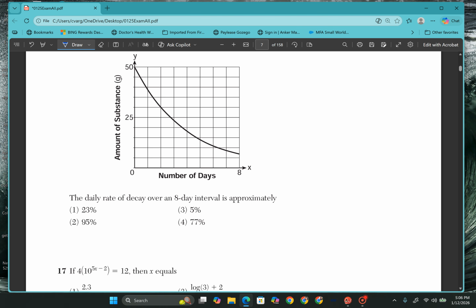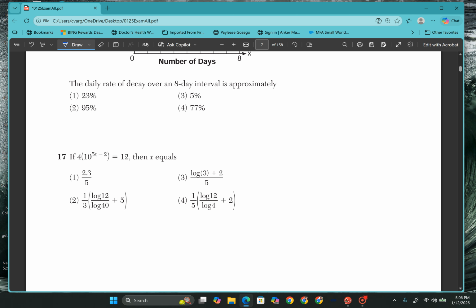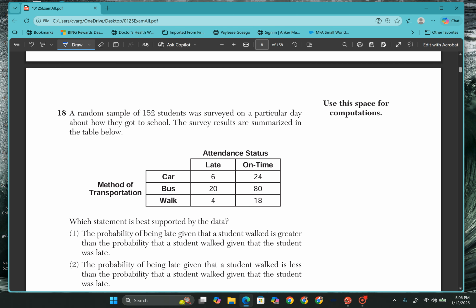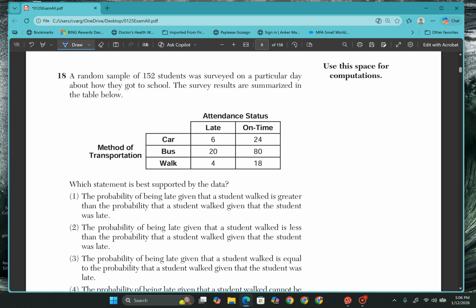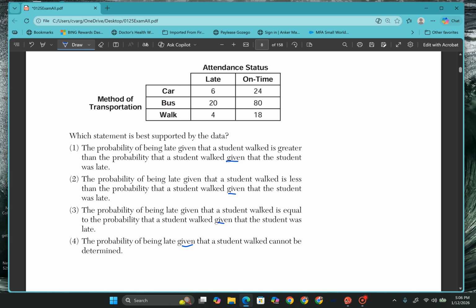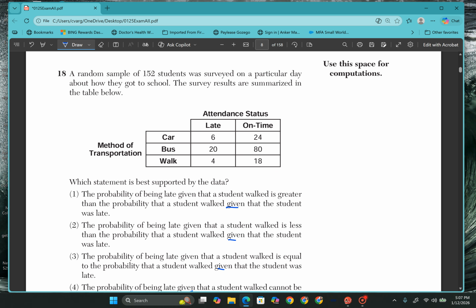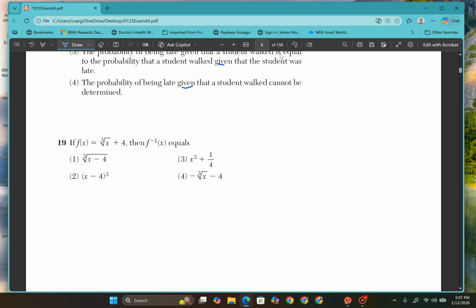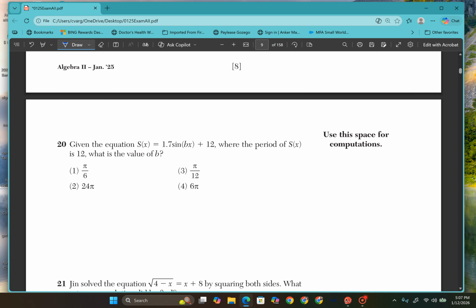Decay, we did this. Then x equals, that is completely doable, algebraically as well as on the calculator. Random sample. Since we did do things with given, I potentially would count this because it is completely doable, but okay, you talked me into it. I won't count it. This is inverse. Switch x and y. We did this, 100%.